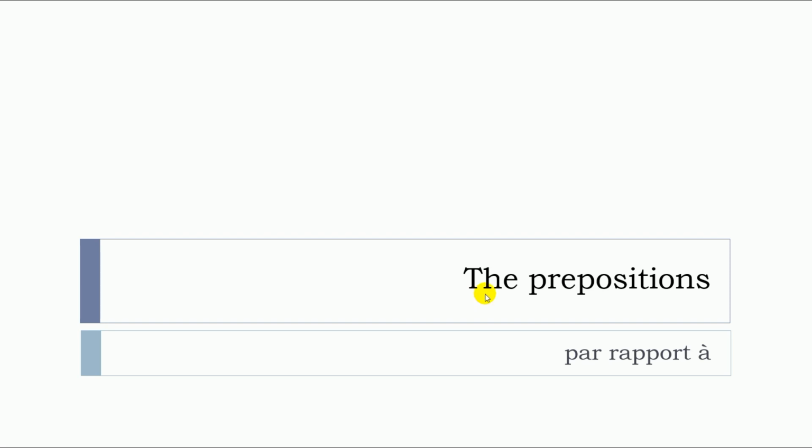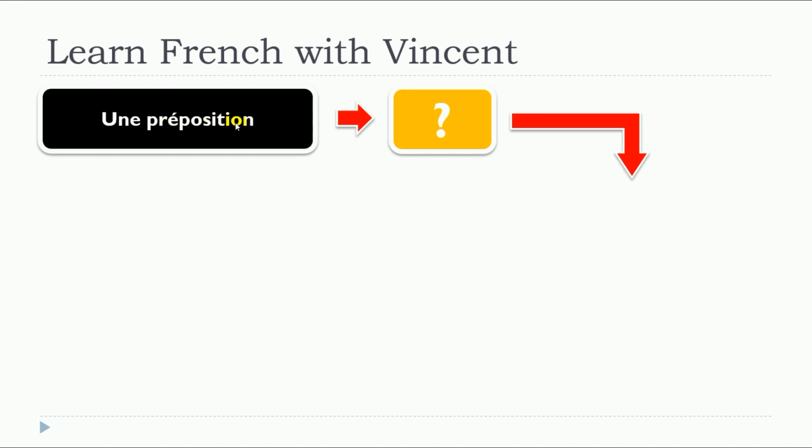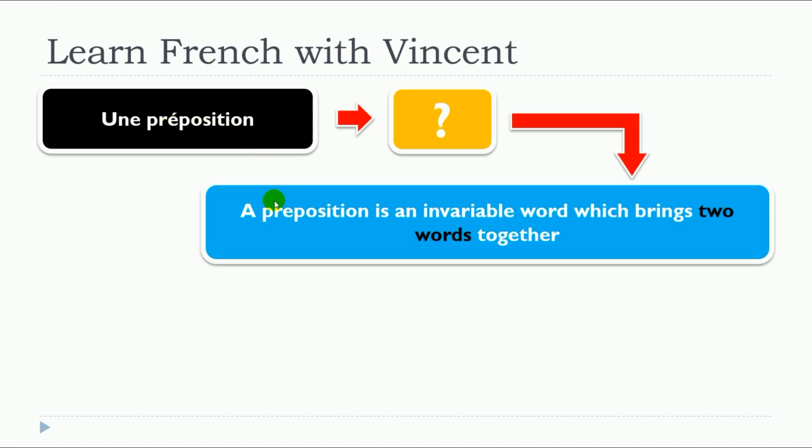In this lesson, we will see together the prepositions, but we will see more precisely "par rapport à". So, of course, the first thing that we need to see together is what is "une préposition"? Well, a preposition is an invariable word which brings two words together.